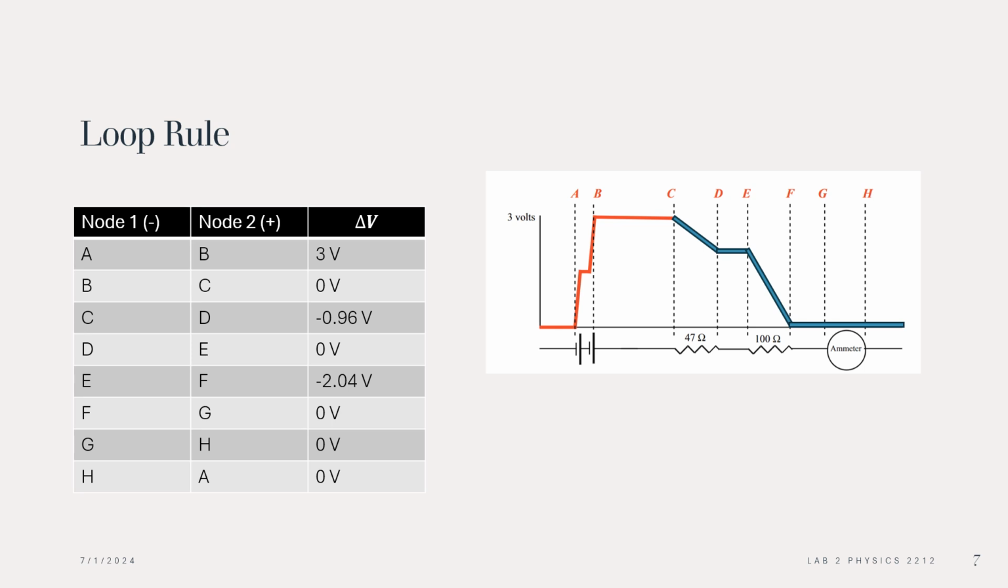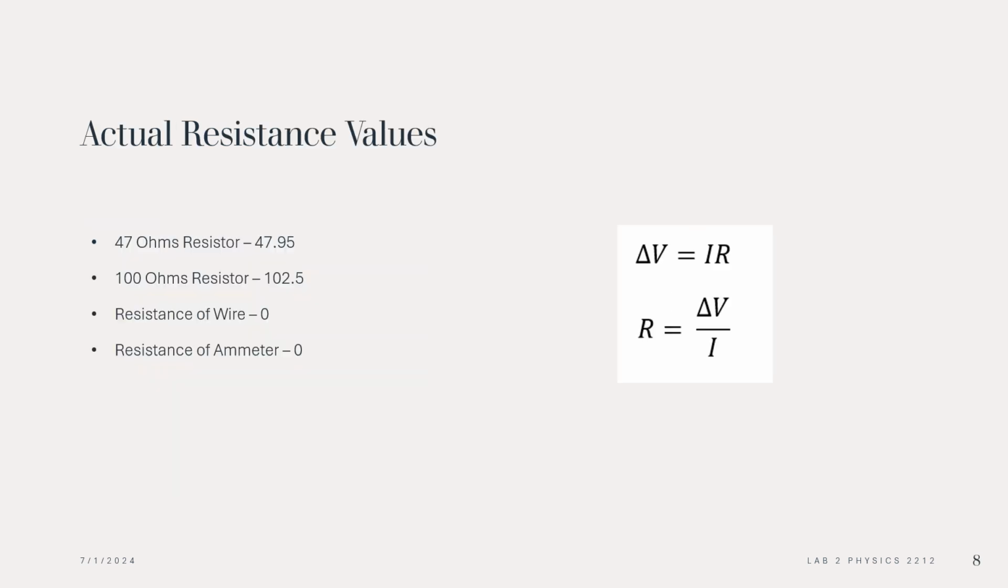This is the graph that we made. What I drew is in blue. This is really what I just explained. It's going to be linear, and then constant because there's no change. The rest is straight from the graph. For the actual resistance values, we used calculations with the measured voltage and current to find the resistance. The 47 ohm resistor actually had 47.95 ohms of resistance. The 100 ohm resistor had 102.5 ohms of resistance. The wire had 0 resistance, and the ammeter had 0 as well. Sorry, that's a hard word to say.